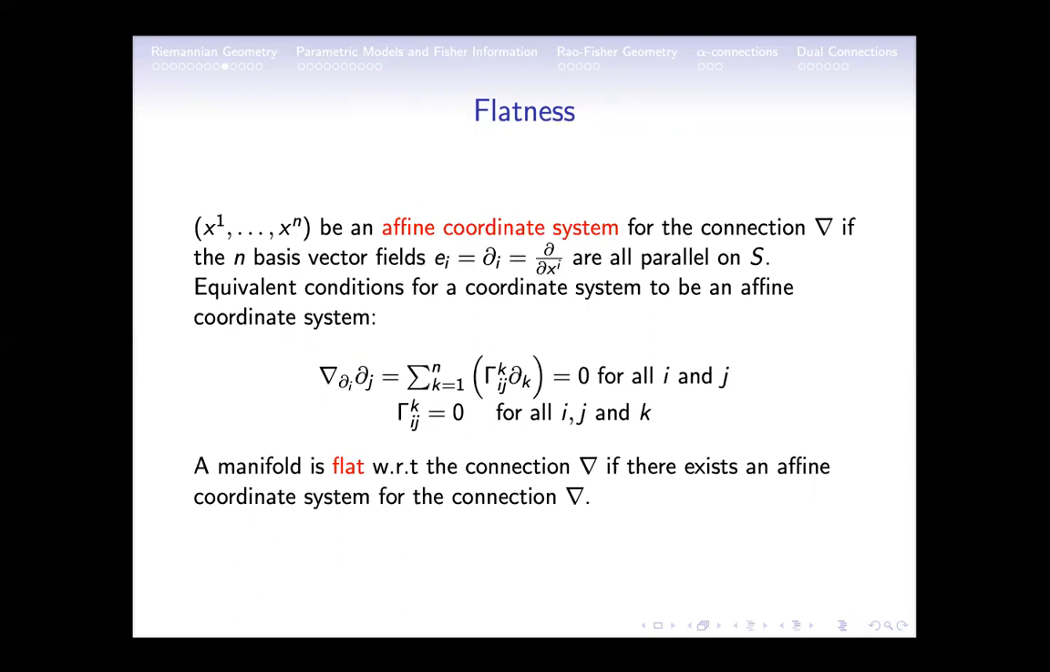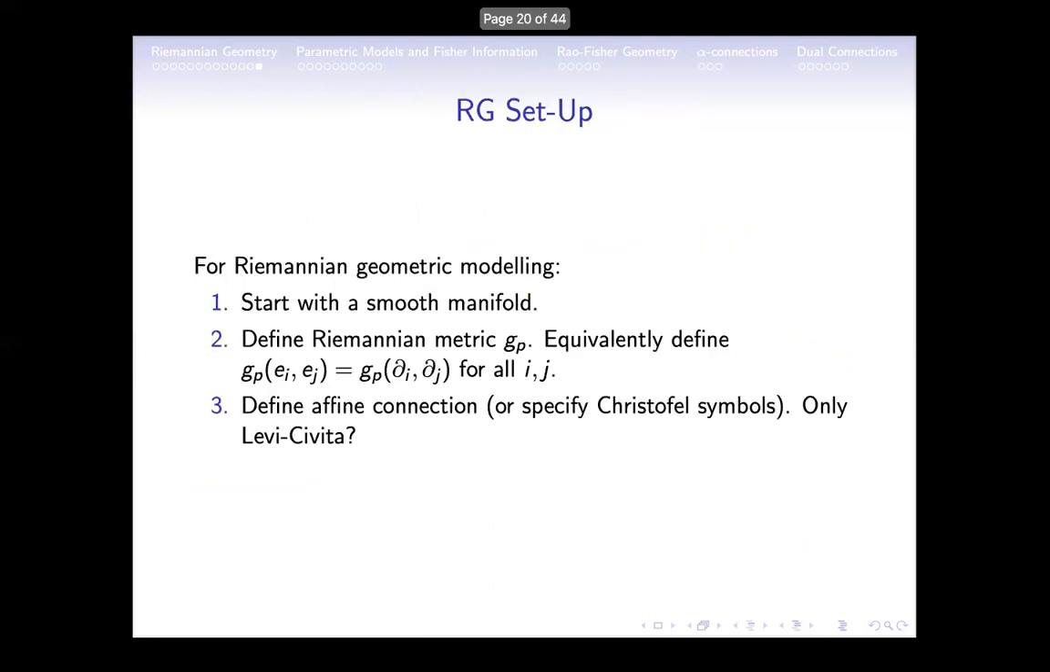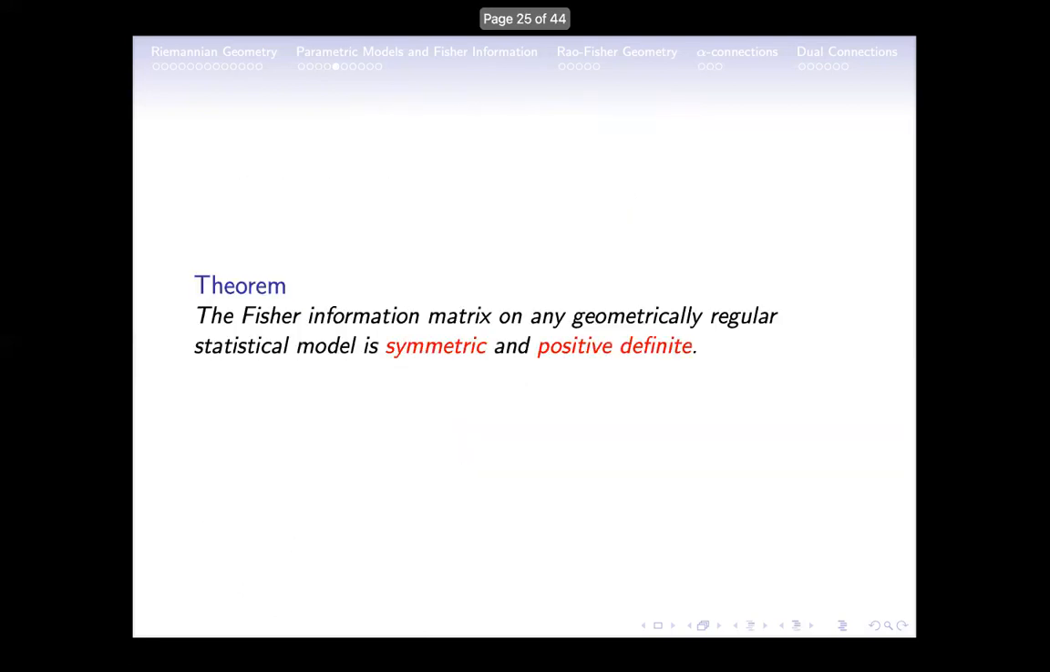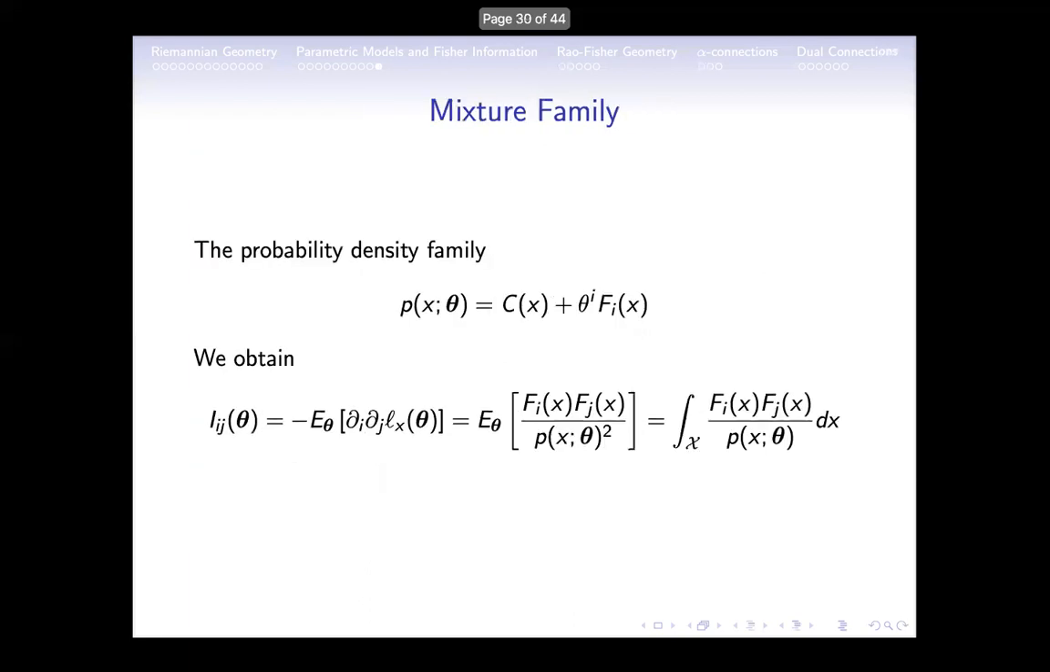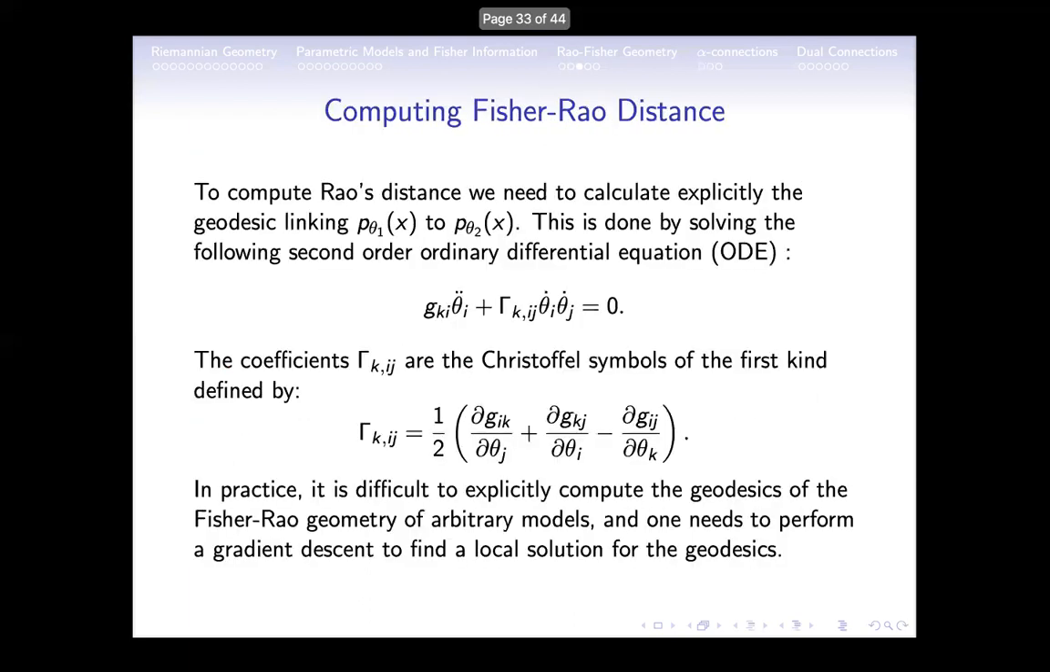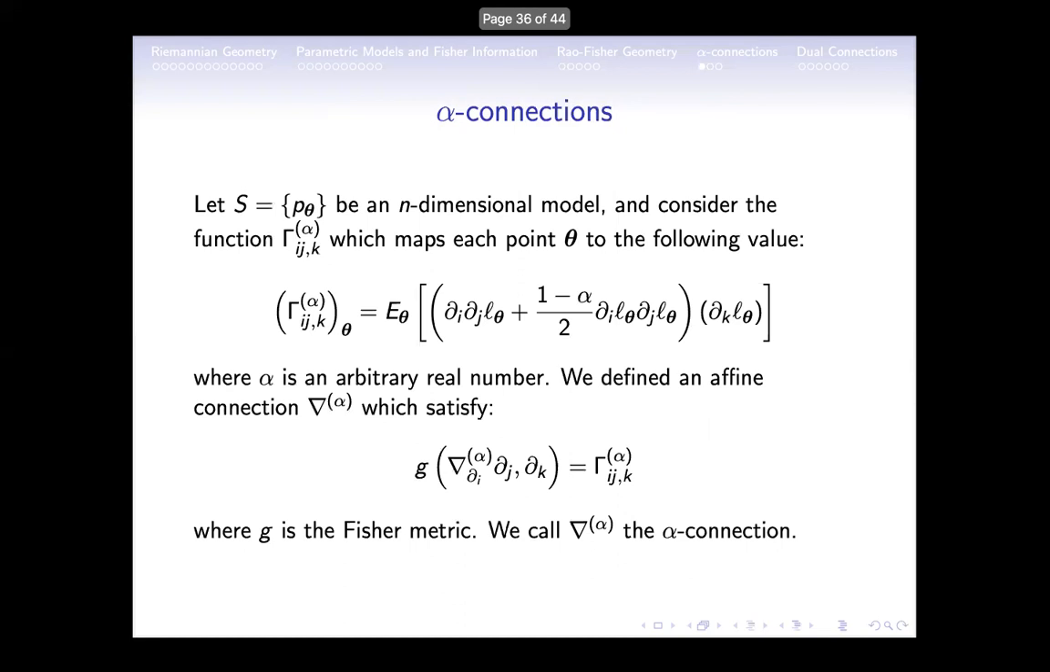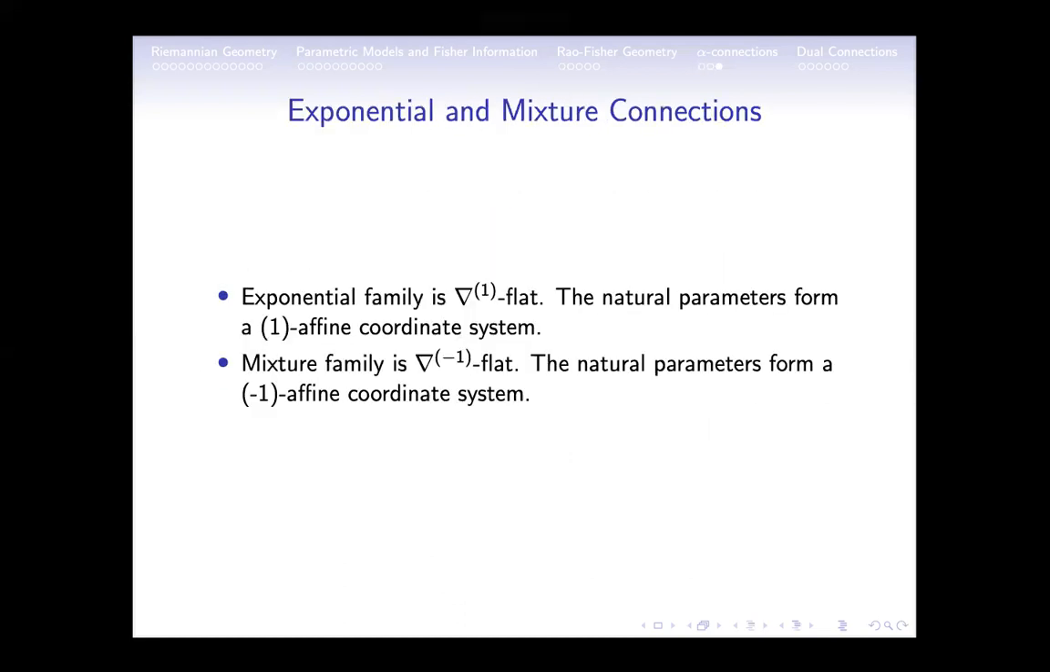So we call them flat with respect to a particular connection. Okay. So now the result says that exponential families are flat with respect to the one affine coordinate system, like with respect to the nabla 1 connection. Okay, so exponential family is nabla 1 flat, and mixture families are nabla minus 1 flat. Okay, so these are two very important results.